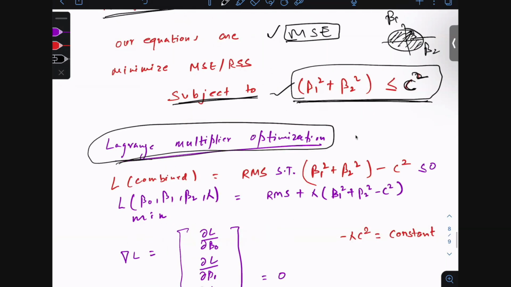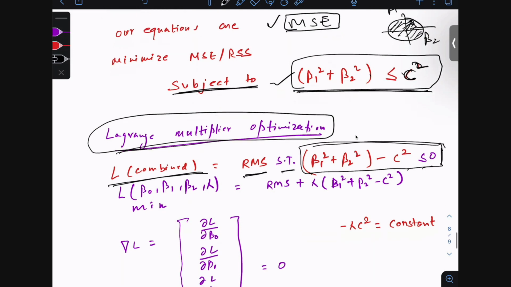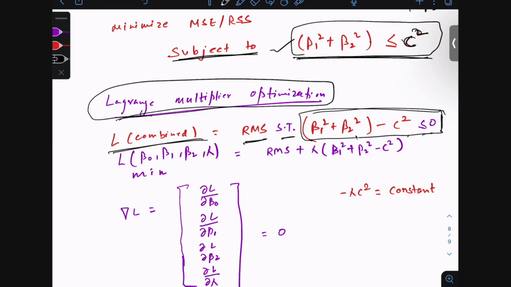What it will do, my combined loss will be what? RMS subject to this particular condition less than or equal to 0. I have just brought it on the other side, right? Less than equal to 0. This is the condition. Similarly, my combined loss will be a function of beta naught, beta 1, beta 2 and lambda, right? And we have to minimize this loss. Whatever is the minimum of that loss and whatever beta naught, beta 1, beta 2, lambda arrive, that is my model coefficients, correct? So RMS, I can write it as plus lambda this thing, right?